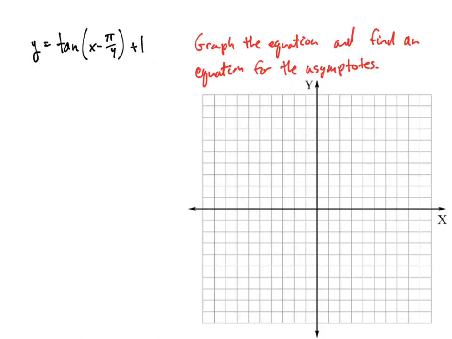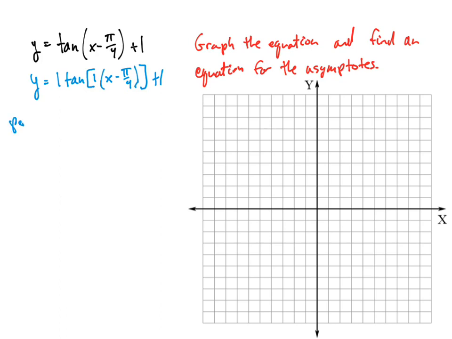All right, so here's our example. y is equal to tangent of (x minus pi over 4) plus 1. We want to graph the equation and find an equation for the asymptotes. Okay, so let's write this into standard form. The leading coefficient is 1, tangent. There's no coefficient on x. Well, it's a 1, so we can factor out a 1. And then plus 1 on the backside.